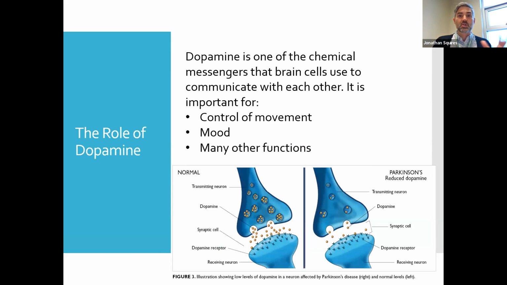So brain cells use different chemical messengers to talk to each other, and different networks in the brain that serve different functions use different combinations of these neurotransmitter messengers. And dopamine, specifically with respect to Parkinson's disease, is really important for the control of movement, particularly choosing and sustaining movement. And mood. Also has many other functions, functions in the reward pathway in the brain. So when we do something pleasurable, we get a release of dopamine, which gives us some of that sort of nice feeling when we do something that we enjoy doing.